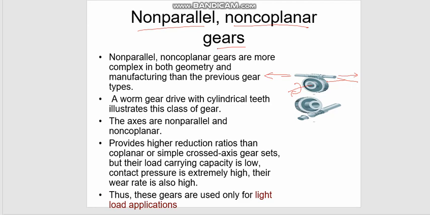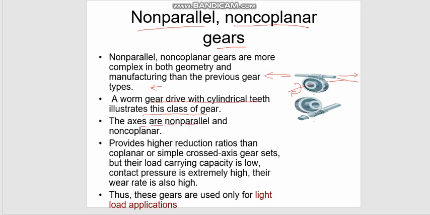So the non-parallel, non-coplanar gears are more complex in both geometry and manufacturing than the previous gear types because of the nature of the gear system. You are translating the rotational movement to linear movement. Again, if you look at this, the shafts are not parallel, and the centers of the shafts are also not in the same plane. Because of that, this is called non-parallel and non-coplanar. A worm gear drive with cylindrical teeth illustrates this class of gear system.